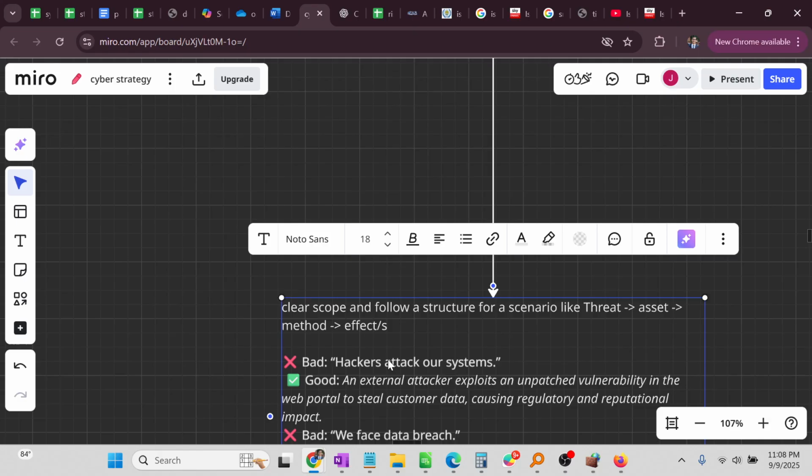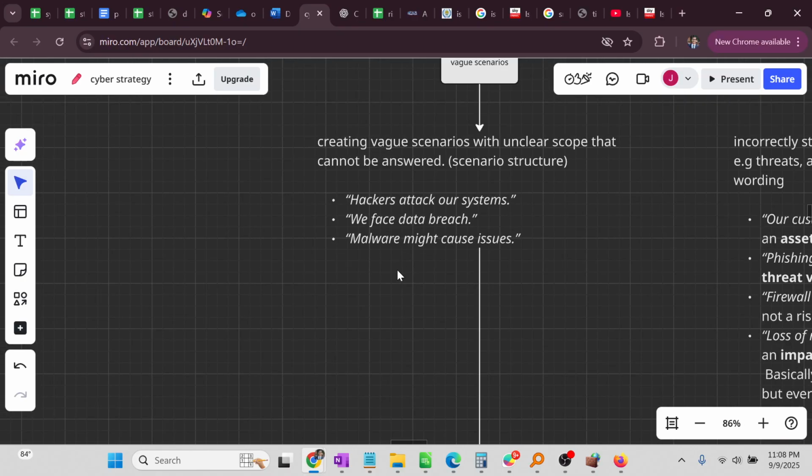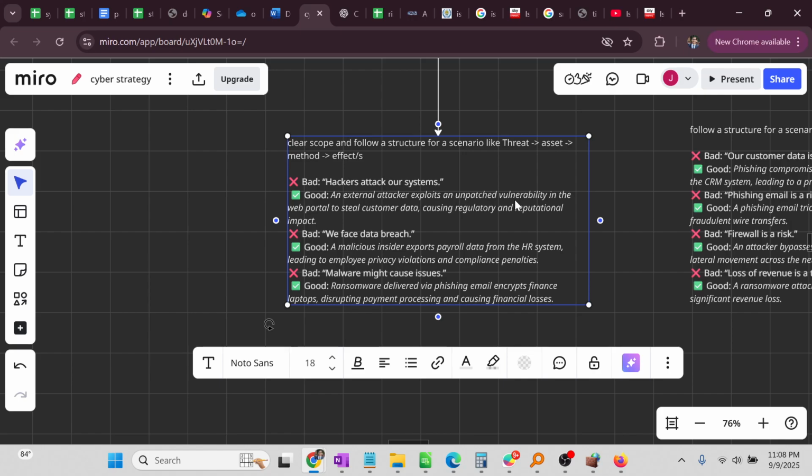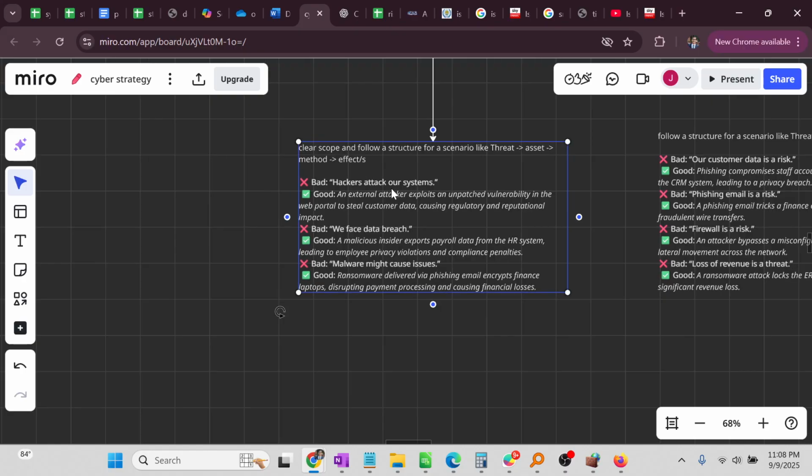I have already mentioned that risk identification consists of events. Those events are called scenarios. In order for a scenario to be very detailed, you don't want to use a vague scenario. For example, instead of saying hackers attack our system, you are being detailed: an external attacker exploits an unpatched vulnerability in the web portal to steal customer data, causing regulatory and reputational impact. It's very detailed.